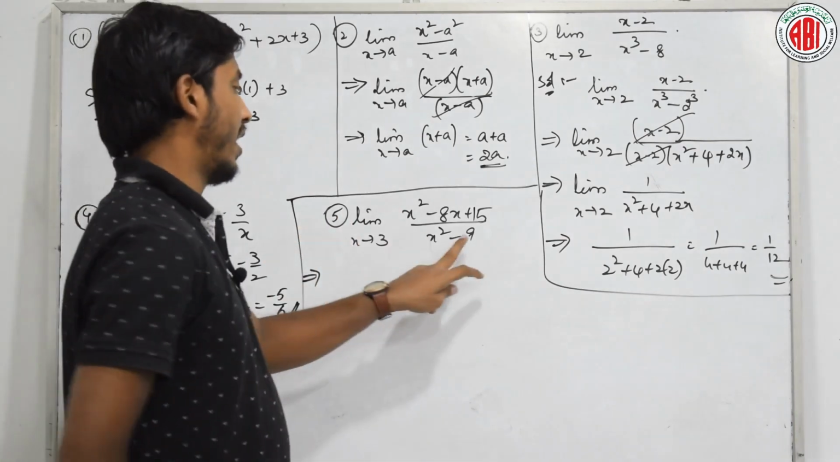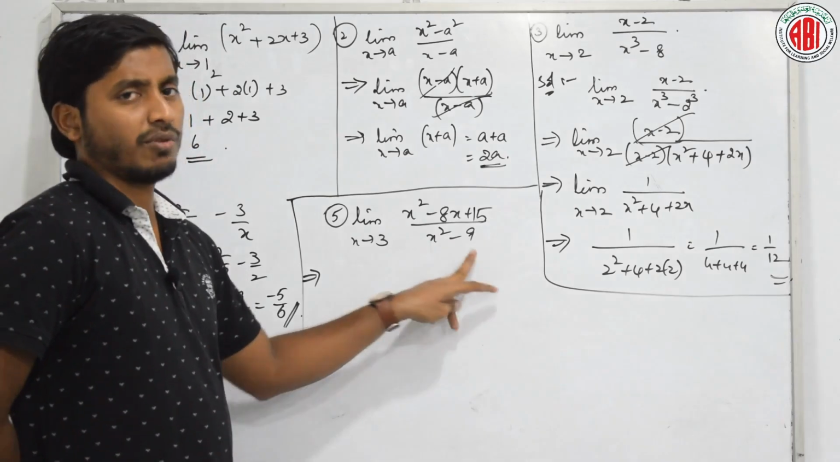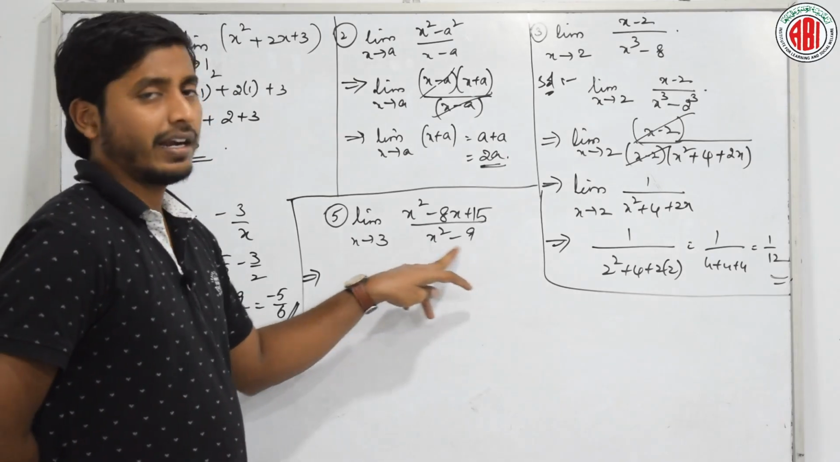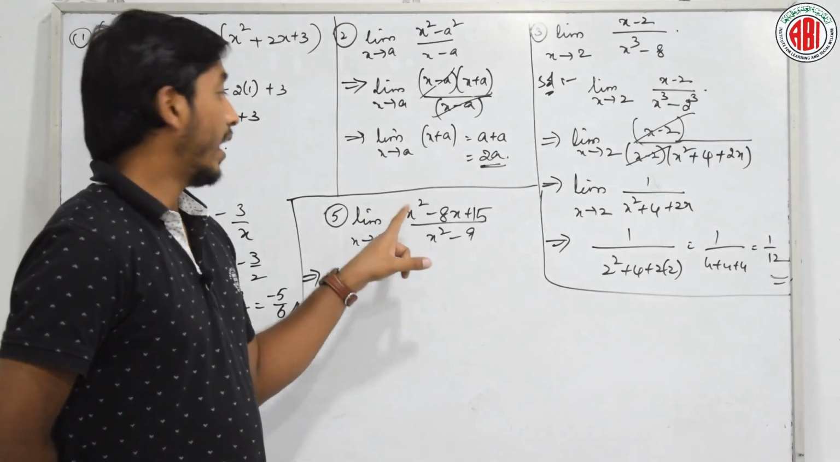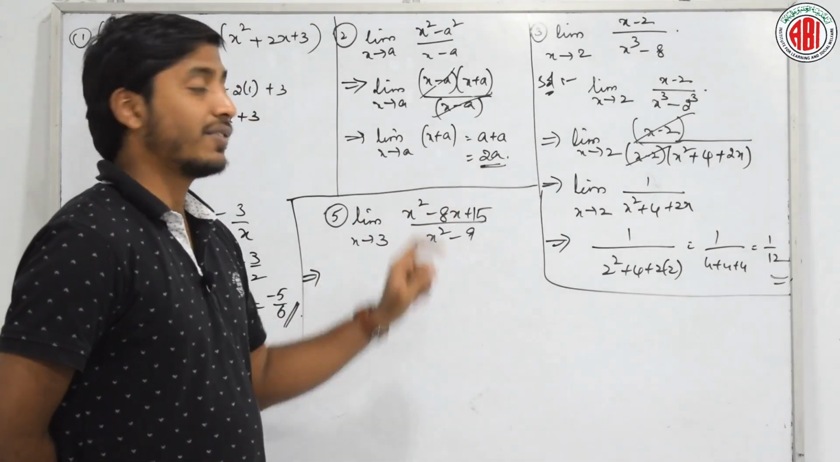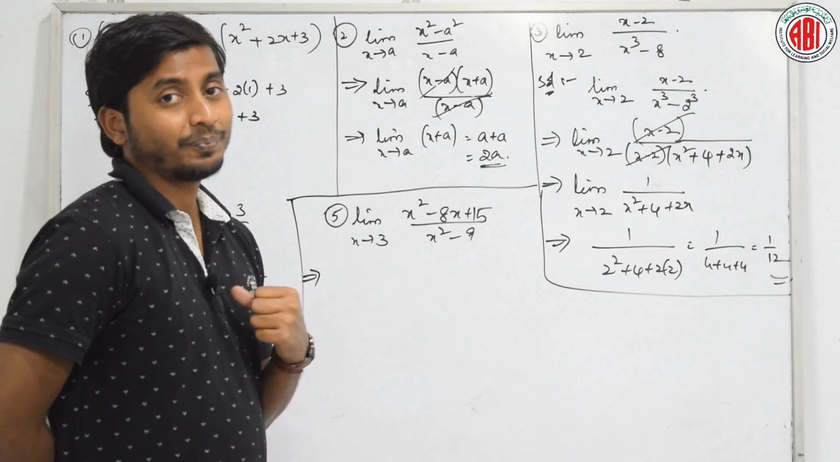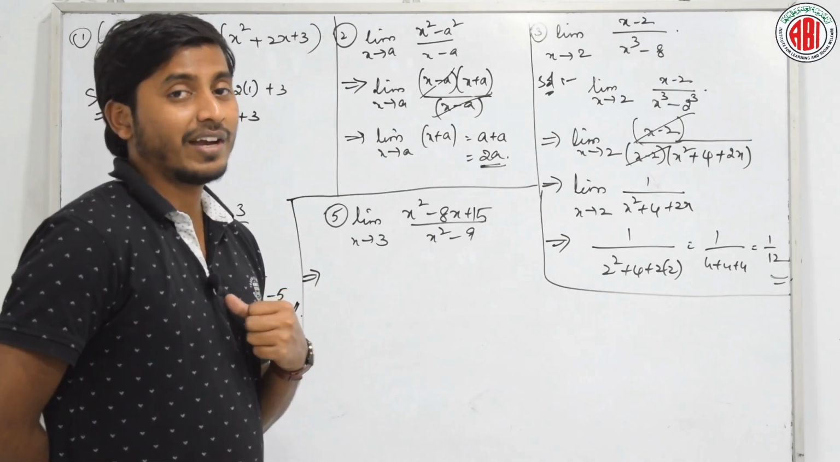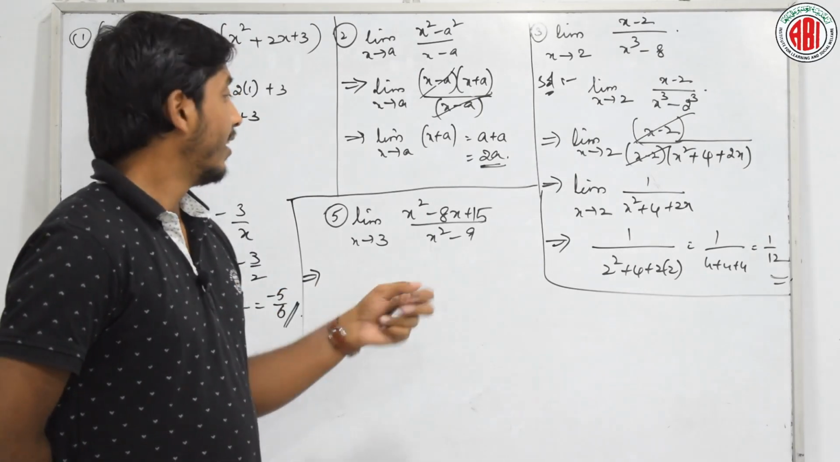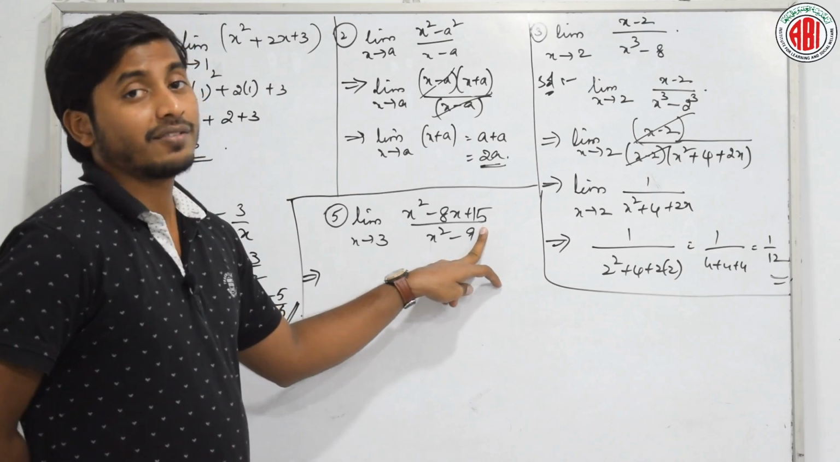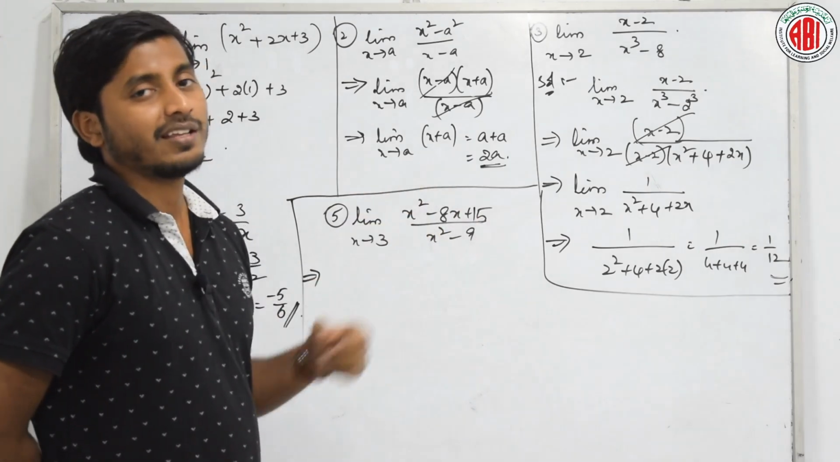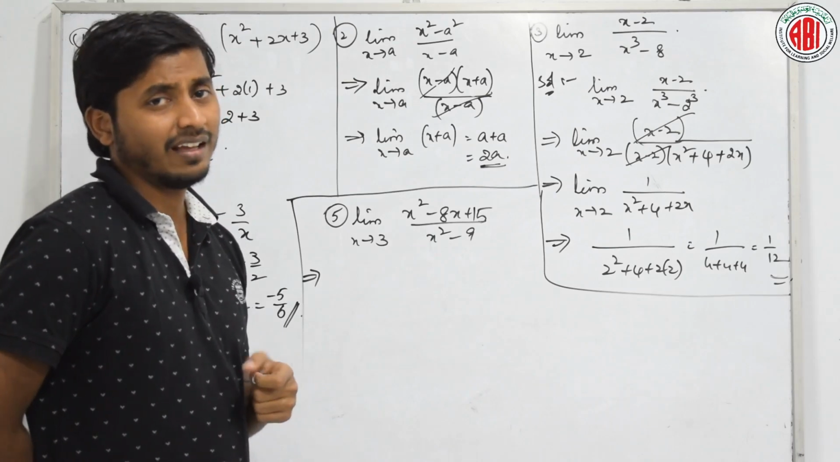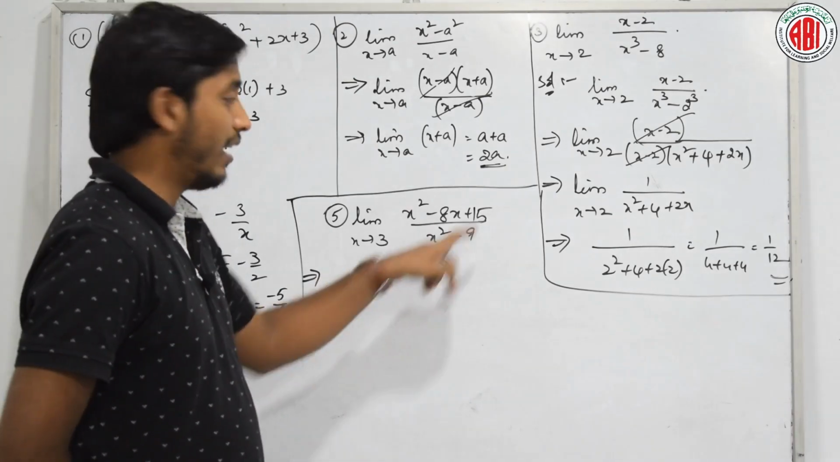Yes, we know here I can write 9 as 3 square, so x square minus 3 square I can write as (x minus 3) into (x plus 3). Then what about the numerator, x square minus 8x plus 15? How to simplify? Tell me, what are its factors? We can factorize it, right? The factors of 15 that add to 8 are minus 5 and minus 3. Therefore, the numerator can be written as (x minus 3)(x minus 5). Clear?